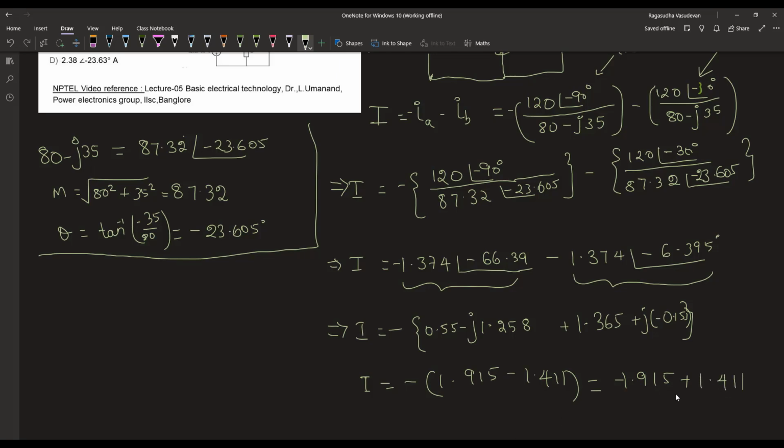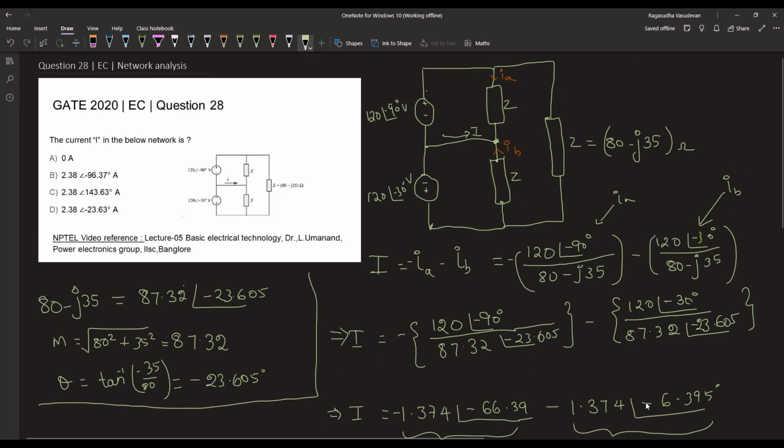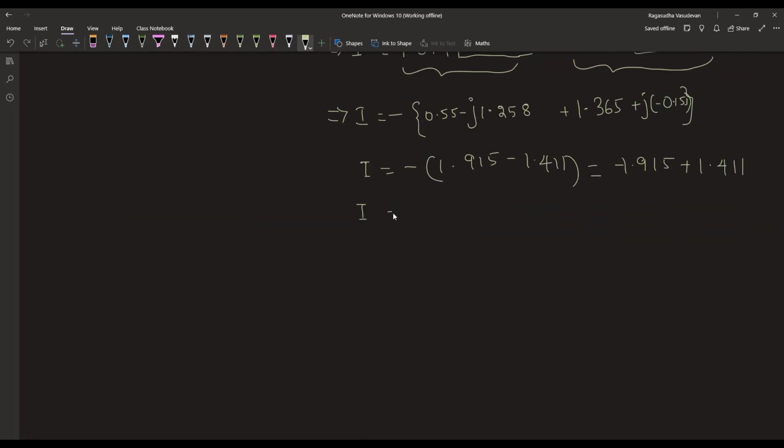j 1.411. We need to convert it into polar form because we have the options here in polar form. Therefore, the value of I will be the square root of 1.915 squared plus 1.411 squared. The angle will be tan inverse of 1.411 divided by minus 1.915.